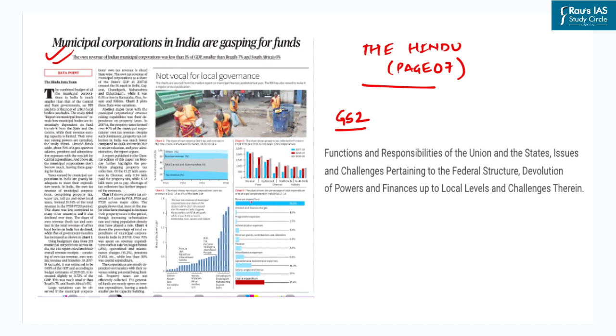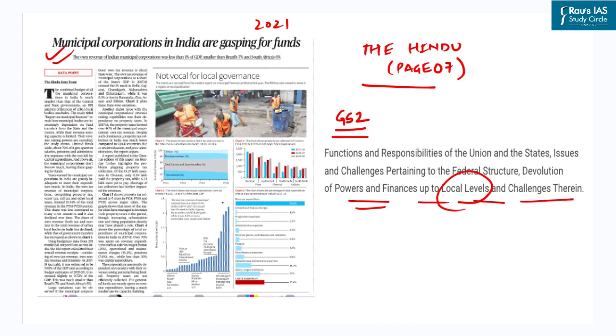Now, the RBI report, which was published in the year 2021, titled as the Report on Municipal Finances, reveals how municipal bodies are increasingly dependent on fund transfers from the state as well as that from the center, while their revenue earning capacity is severely limited. Now, this topic is important under the GS2 syllabus, which mentions function and responsibilities of the union and the states, and also mentions power and finances up to the local levels and challenges therein.